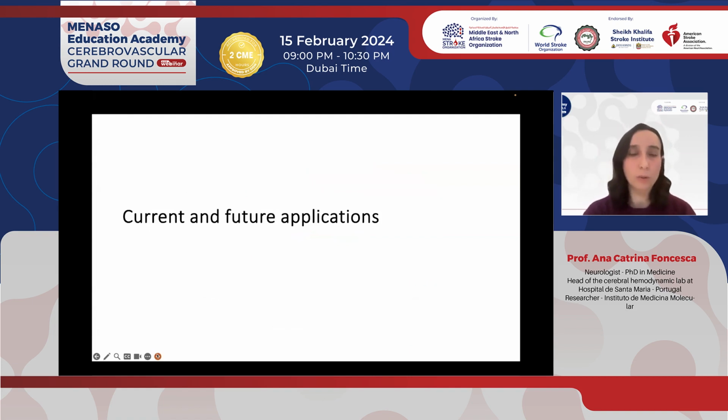So like I told you, precision medicine in stroke might still be in its infancy, but actually, currently, there is some evidence that we are starting to use precision medicine, and I'm going to tell you also about future applications.